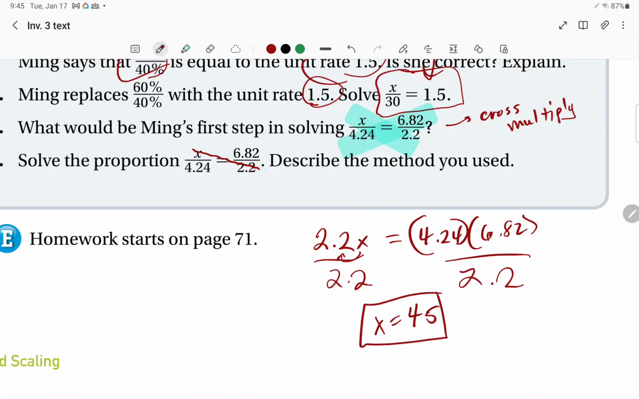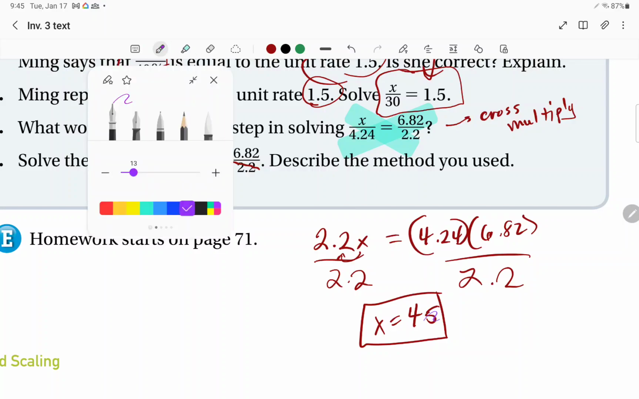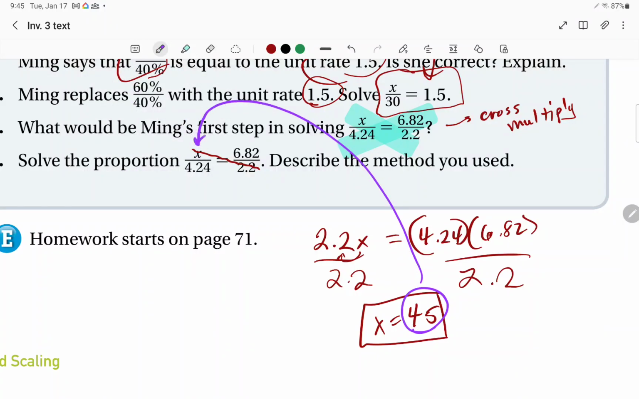And we can always check this by plugging it back in up here. If it's right, then when we take 45 divided by 4.24 and 6.82 divided by 2.2, you'll get the same thing. And in fact, check that in your calculator. You should get the same thing. And if you actually did that, you would find out that you did not get the same thing. Kudos to you. So 45 is not the right answer there.